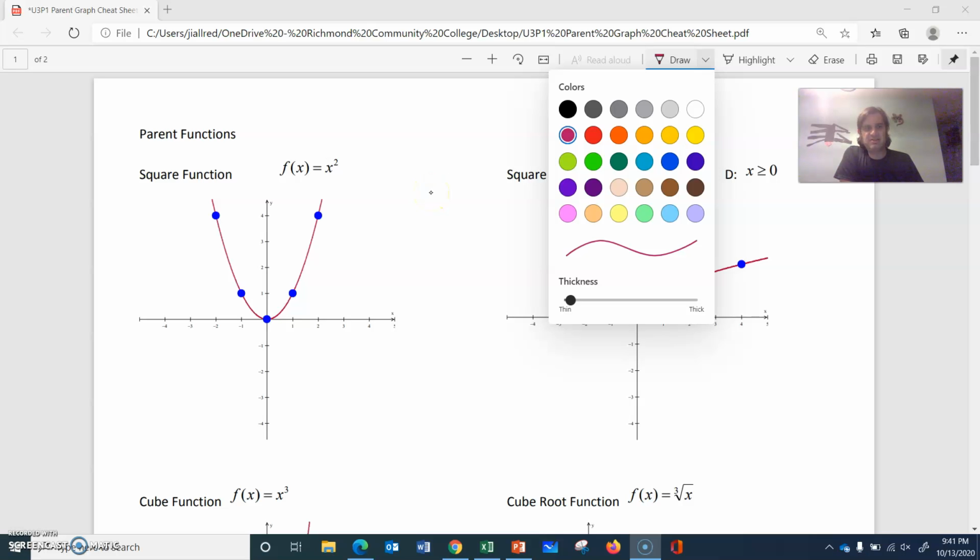Hey, it's Mr. Allred here, and we're going to be talking about graphs of some of our common functions. What I'm going to introduce you to here is what I like to call parent functions. This sheet goes through the 5 basic parent functions that I'll use, and I'll try and explain them. You can probably just read them off the sheet. I'll make that available, but just in case you want an explanation, this will kind of go through it.